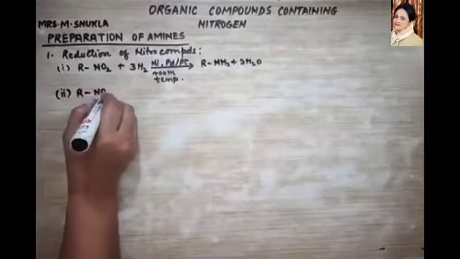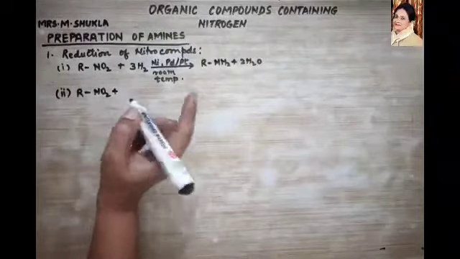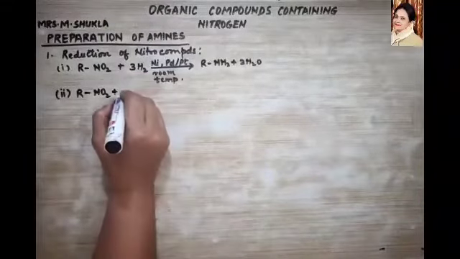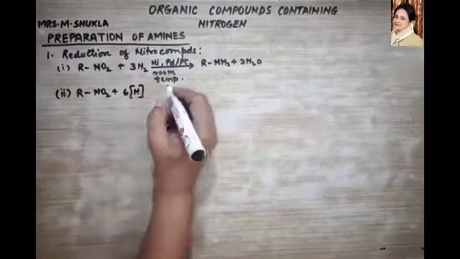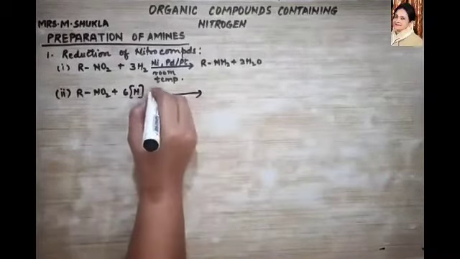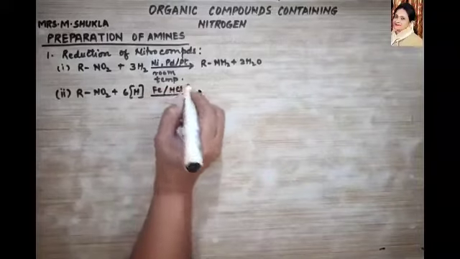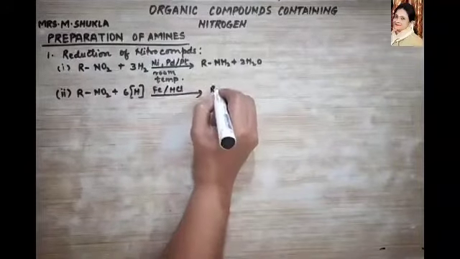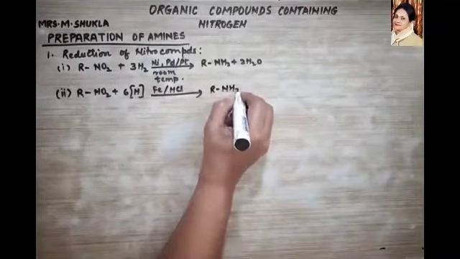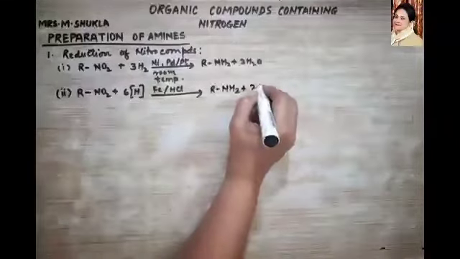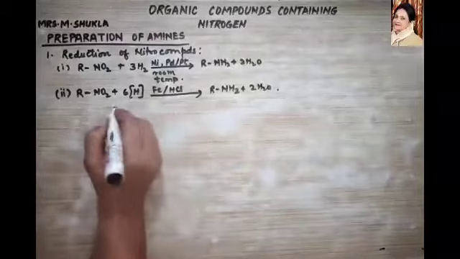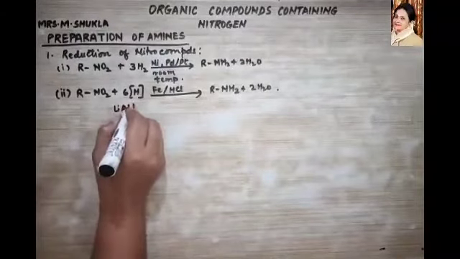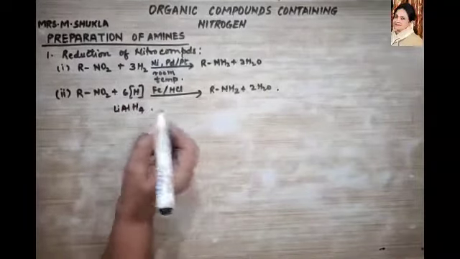It can also be reduced. This nitro compound can also get reduced with iron in the presence of HCl. Over here 6 nascent hydrogen is used in the presence of Fe and HCl, and it is also going to give you primary amine plus water. Then these nitro compounds can also get reduced by lithium aluminium hydride as well.